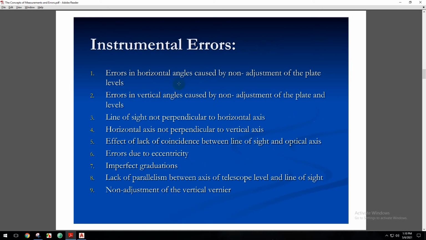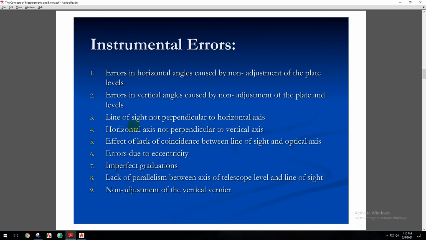Next is instrumental errors, so ang errors nga caused due to instruments. Number 1, for example, errors in horizontal angles caused by non-adjustment of the plate level. So kung wala nimo gi-level ang imong total station or imong transit, sayop gyud ang imong horizontal angle nga mabasa, di ba? So kung mag-set up ta og instrument, dapat i-sure gyud nato nga level siya. Number 2, same lang: kung dili nimo ma-level ang imong plate or instrument, ang imong vertical angles pod is sayop sad. Error sad siya.